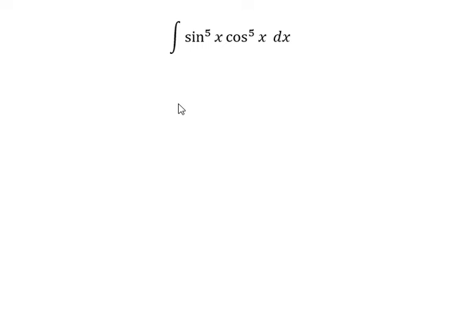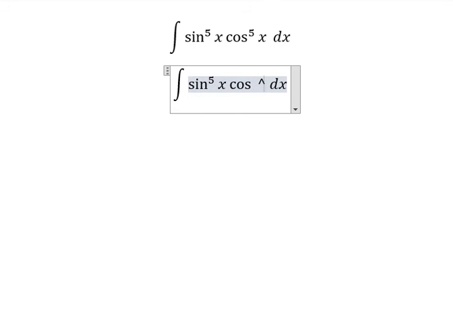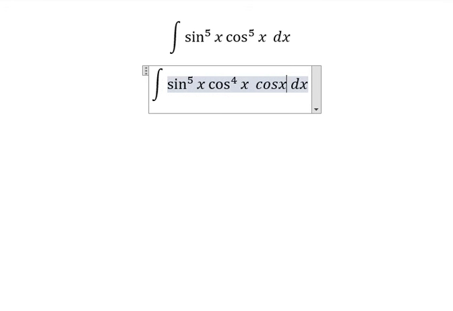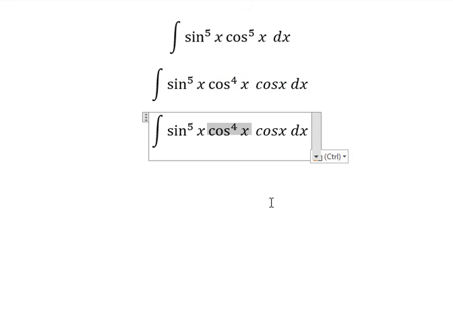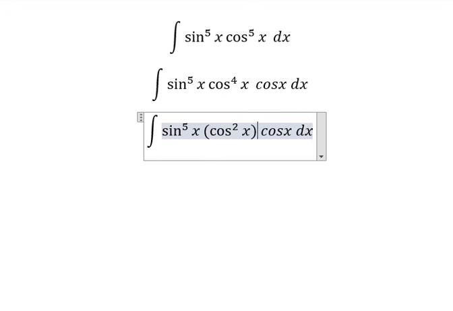The topic today is about integration. So now I will show you how to answer. About this one, we can put it into cosine x to the power of 4 and cosine x in here. This one we can put into cosine x squared to the power of 2.